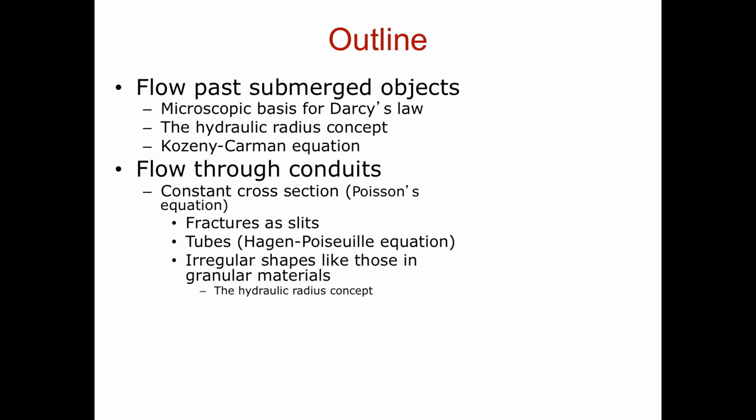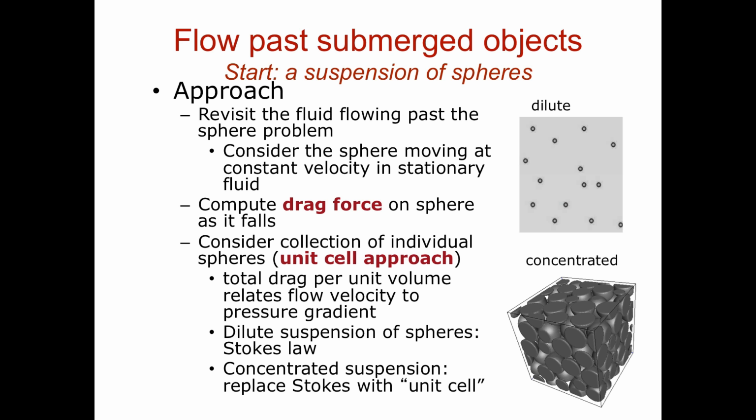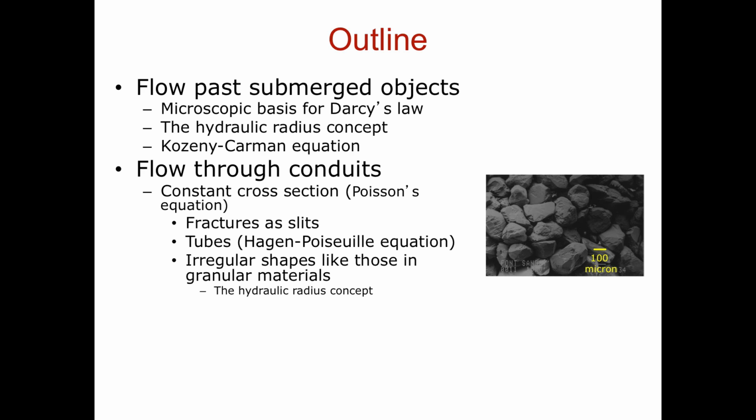Also, we will look at just flow through conduits that might have constant cross-section. Okay? And in this case, we will look at the fractures, tubes, and some irregular shapes that you might find that are not necessarily, so maybe a triangle or something of that sort. And you will actually get a chance to do a solution for the flow in such constant cross-section, again using a MATLAB toolbox.